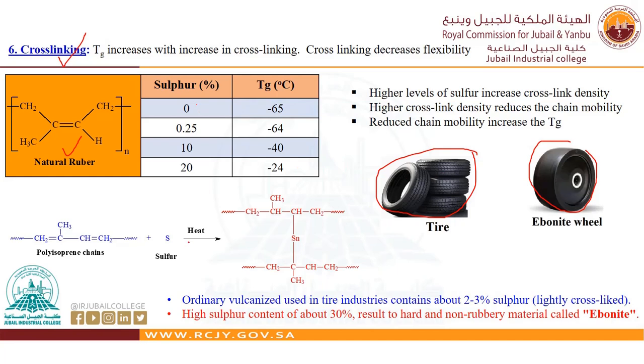A tire is produced by the process called vulcanization. So you have polyisoprene, you add sulfur. The sulfur serves as a cross-linker. It cross-links the polymer, then you end up with a tire.